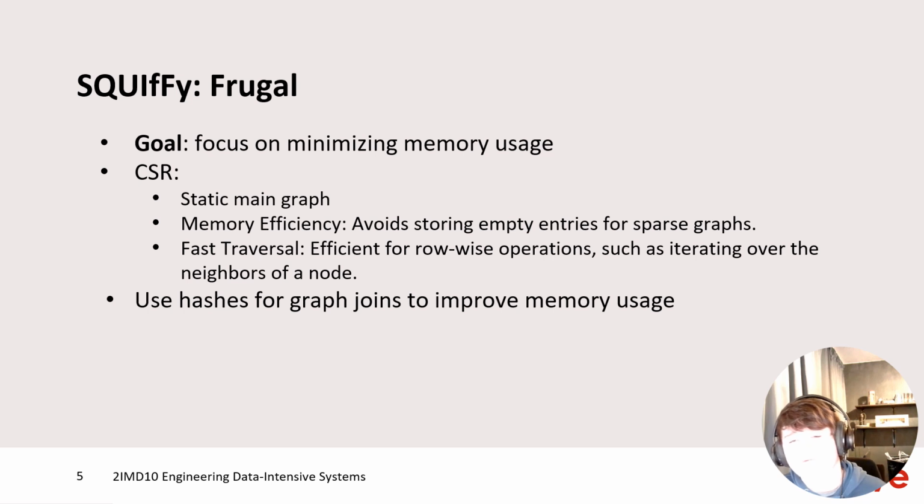We then move on to the frugal section. Here the focus is to minimize our memory usage. We will be using a CSR representation for our traversal queries, which is then a static main graph. This is a lot more memory efficient, as it avoids storing empty entries if the graph is relatively sparse, so this will take up a lot less space. We'll also be using hashes as much as possible in our graph joins, as this also takes up less memory.